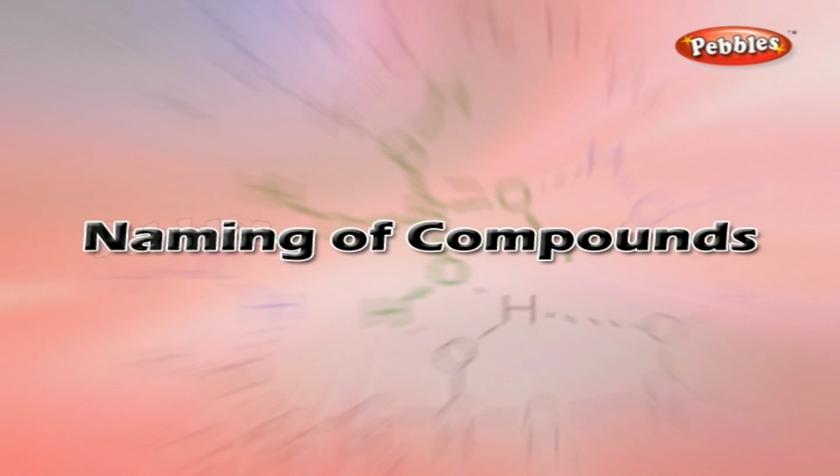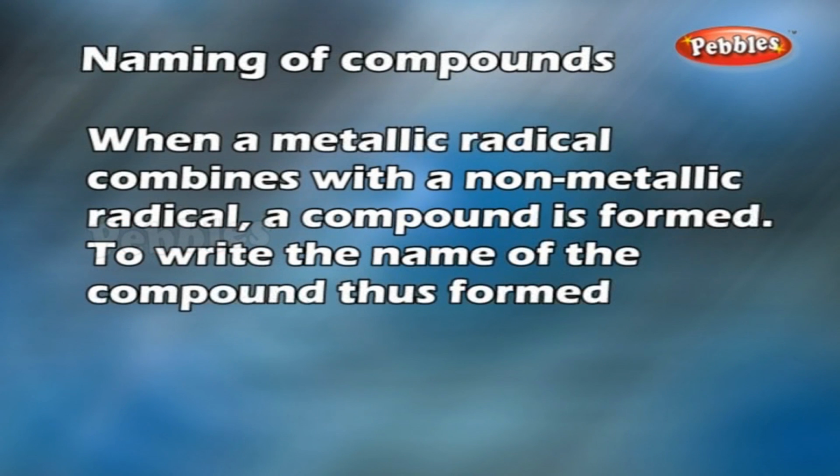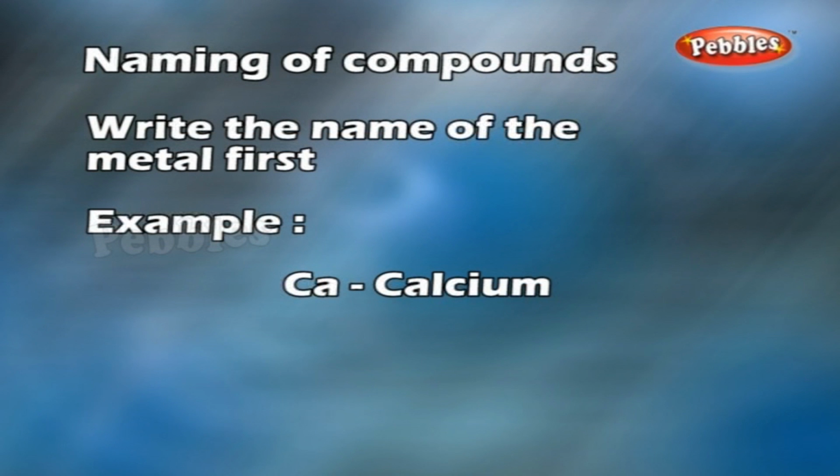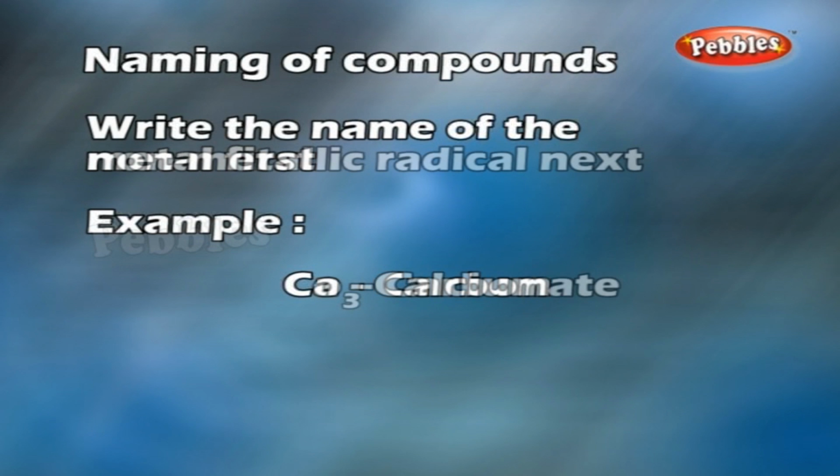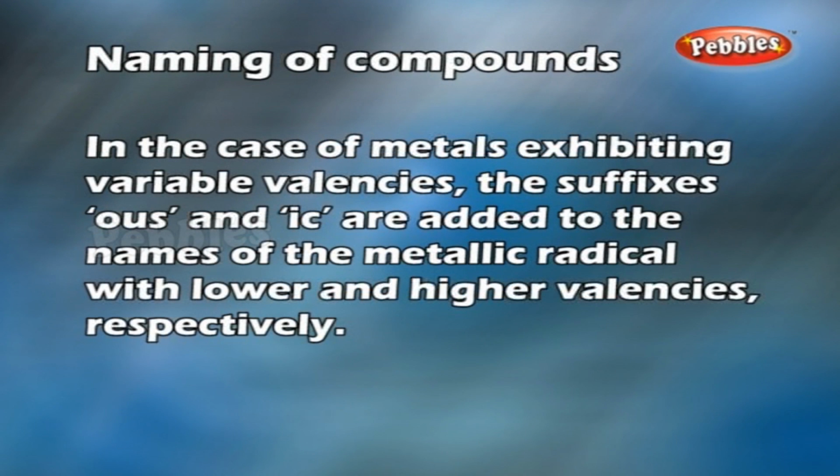Naming of compounds. When a metallic radical combines with a non-metallic radical, a compound is formed. To write the name of the compound thus formed, write the name of the metal first. Example, calcium. Write the name of the non-metallic radical next. Example, carbonate. In the case of metals exhibiting variable valencies, the suffixes OUS and IC are added to the names of the metallic radical with lower and higher valencies respectively.